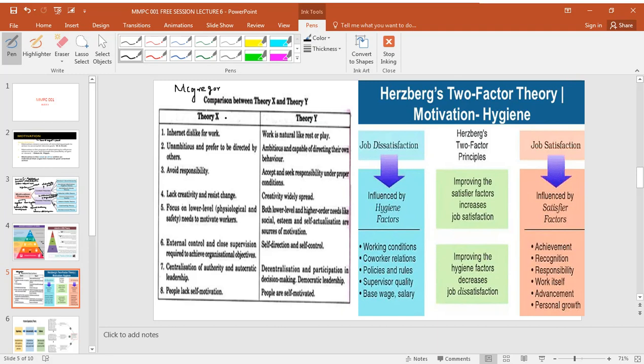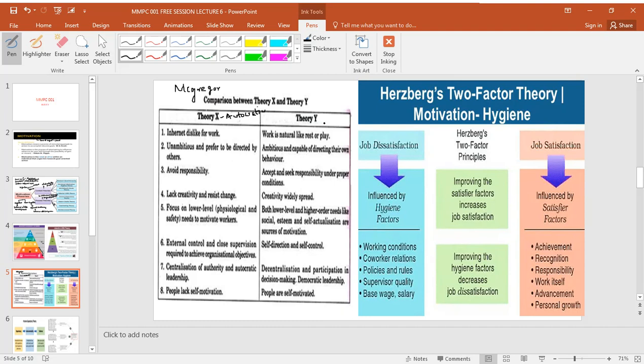So the theory X type managers are considered as autocratic managers. They have an assumption that their subordinates are very lazy people. They always need someone to guide them. They avoid responsibility, they lack creativity, and they are always resisting change. They want to be controlled, with centralization of authority and autocratic leadership. So the people lack self-motivation. These are the assumptions of X type managers, so they are considered autocratic managers.